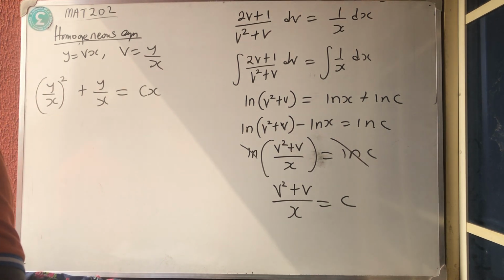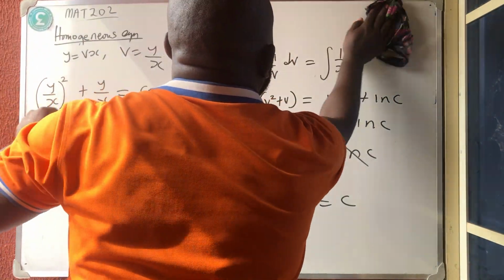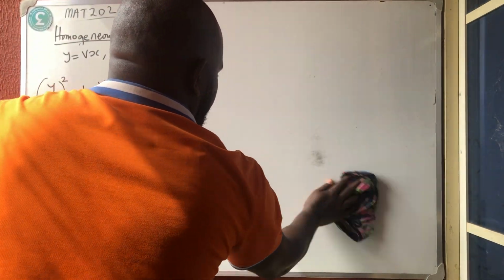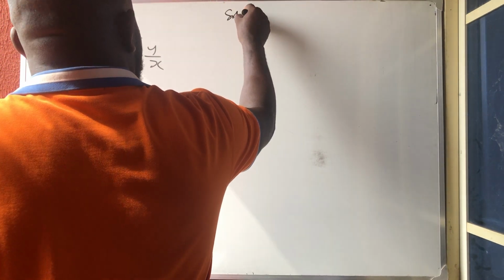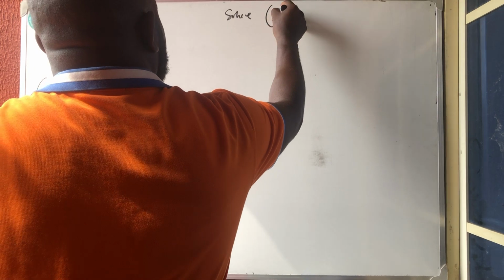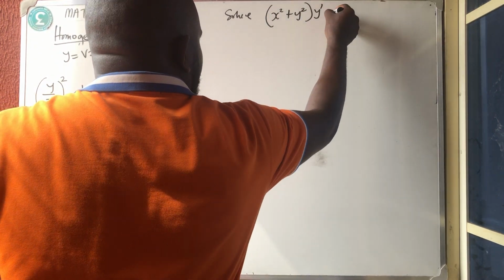I think we'll solve one more question and then we are good to go. Let's solve one more question. The one more question will be: solve (x squared + y squared) y prime is equal to xy.